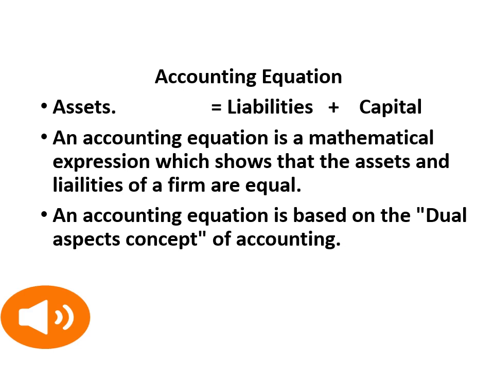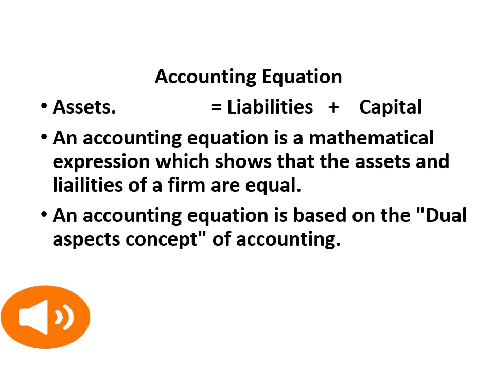What is accounting equation? Accounting equation is simply assets equal to liability plus capital. An accounting equation is a mathematical expression which shows that the assets and liabilities of a firm are always equal. Dear students, it means that accounting equation is the basic foundation of a double entry bookkeeping system. It means the total assets of the business are always equal to the sum of the assets contributed by the investors and the assets contributed by the creditors in the form of liabilities. This relationship between the business assets, liabilities and capital is called accounting equation.